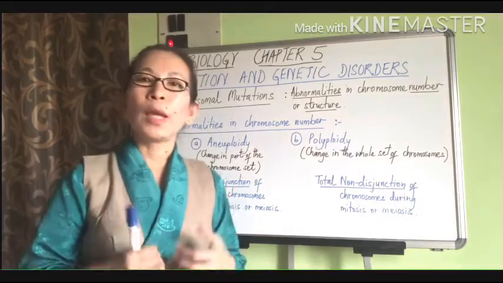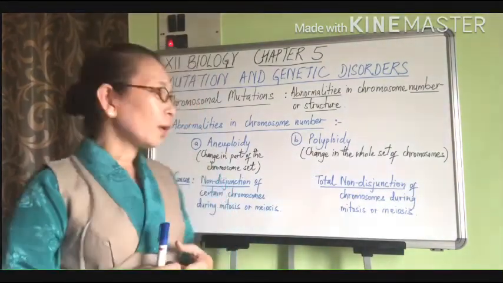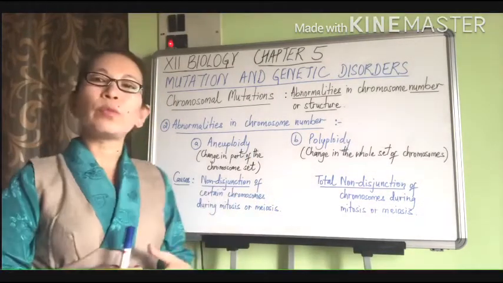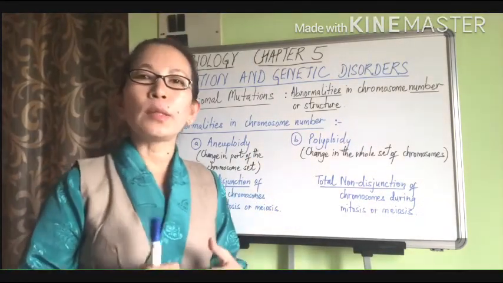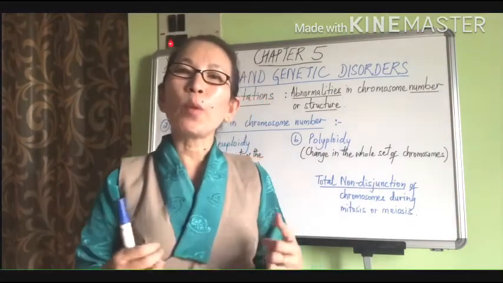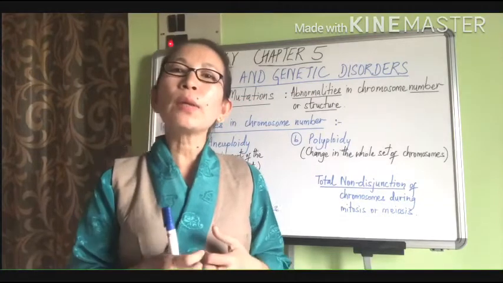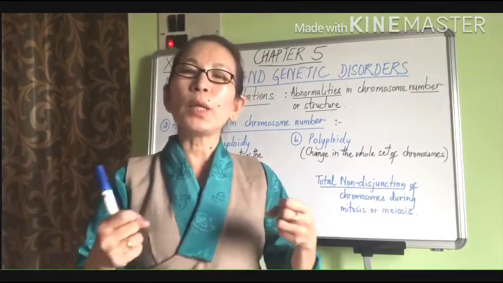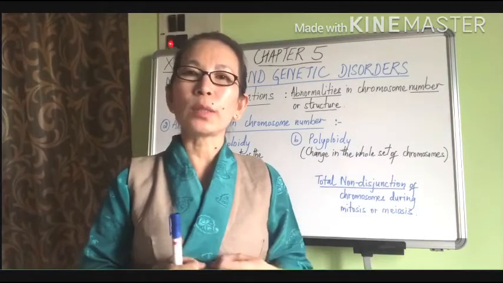But polyploidy is very common in flowering plants. So now what causes aneuploidy and polyploidy? The main reason for aneuploidy and polyploidy is a phenomenon known as non-disjunction. We know that during cell division, there is segregation of the chromosomes, right? So chromosomes are to be equally segregating into daughter cells.